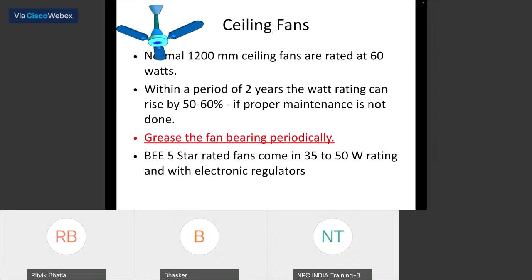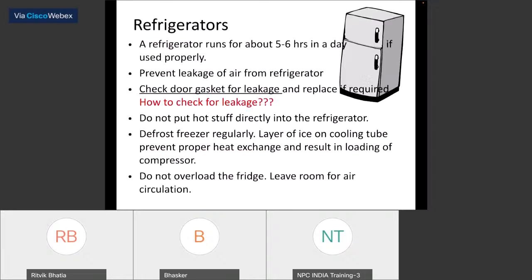In your house, if you feel that your bill is very high, please see that your ceiling fan is being maintained. If proper maintenance is not done, a good amount of energy is consumed by the ceiling fan due to non-maintenance. So grease the fan bearing periodically. Now BEE 5-star rated fans have also come, with a 35 to 50 watt rating and with an electronic regulator.